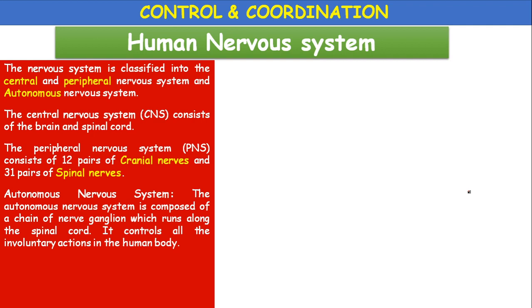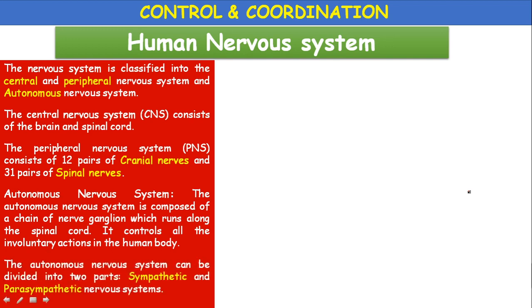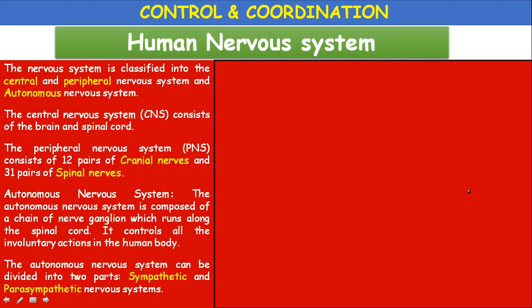Then the autonomous nervous system. The autonomous nervous system is composed of a chain of nerve ganglia which runs along the spinal cord. It controls all the involuntary actions in the body. The autonomous nervous system can be divided into two parts: the sympathetic nervous system and the parasympathetic nervous system. They function together and across each other. They are equal and opposite, and control the rate of reactions in the body. All vital functions are controlled by the sympathetic and parasympathetic nervous system.